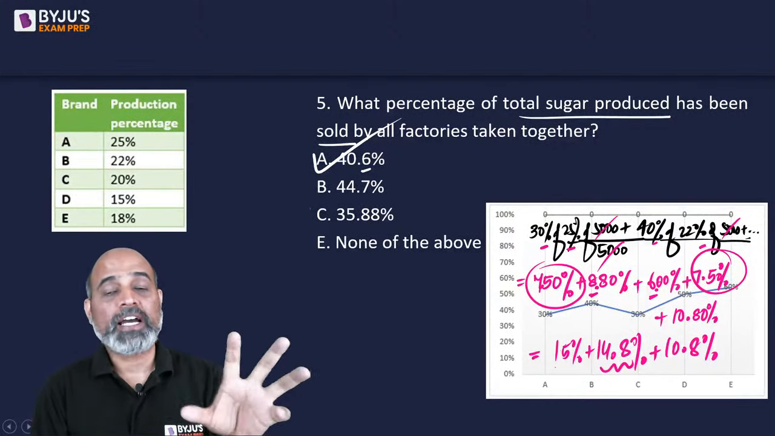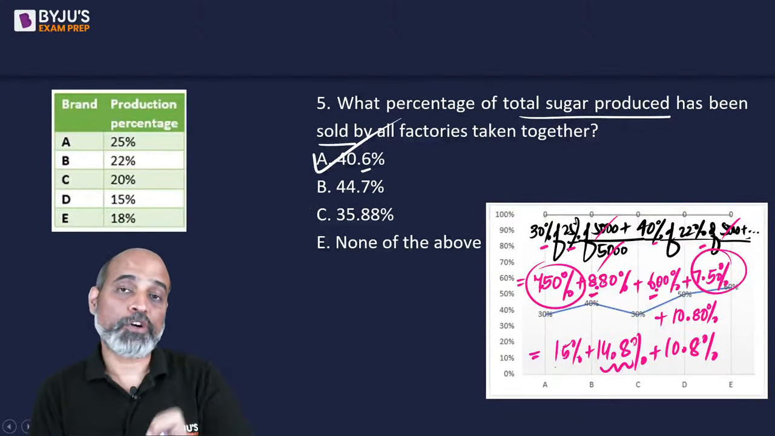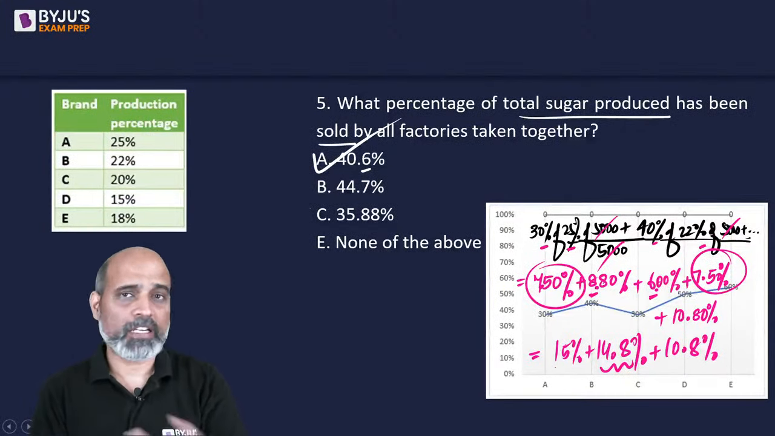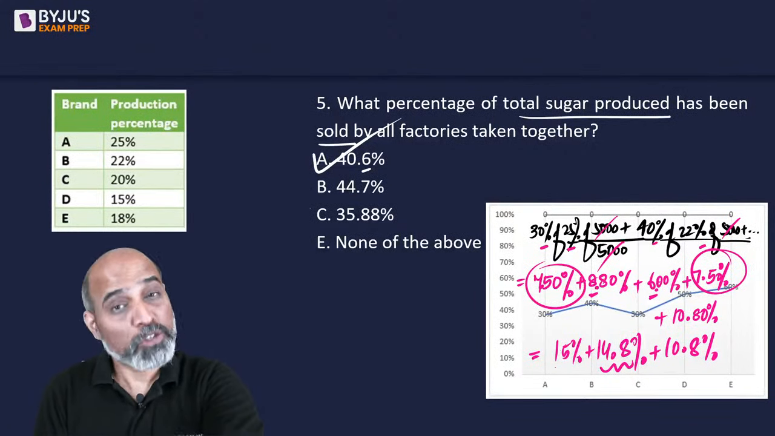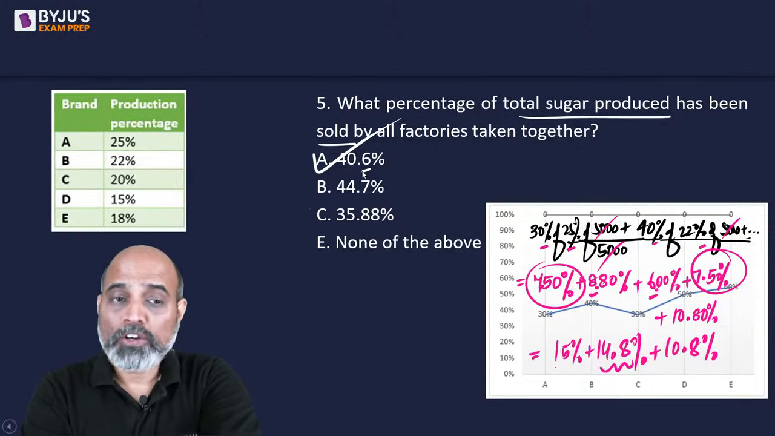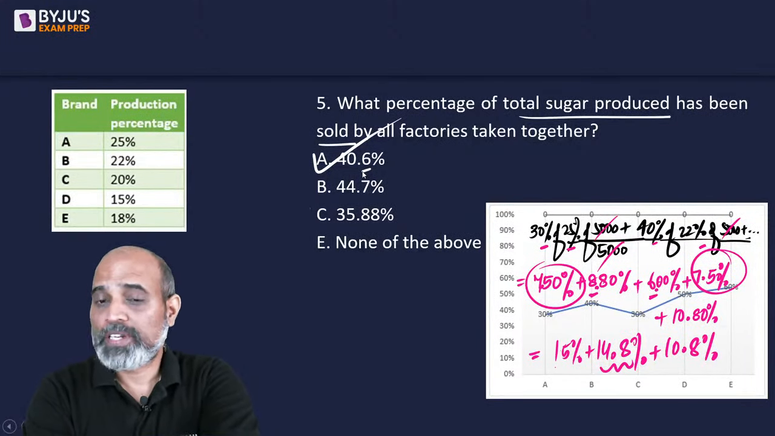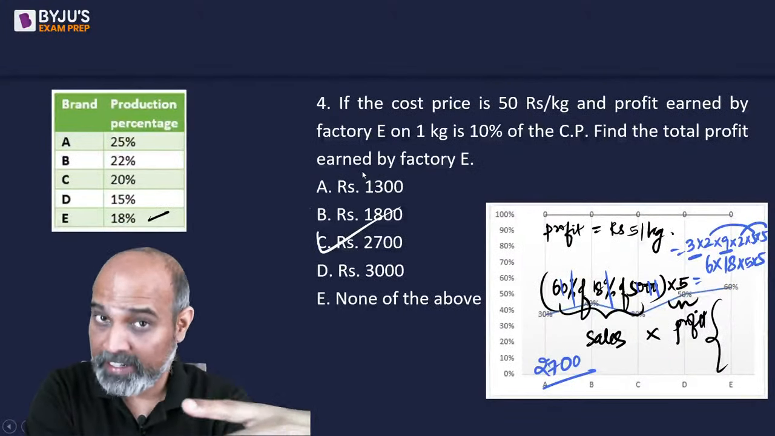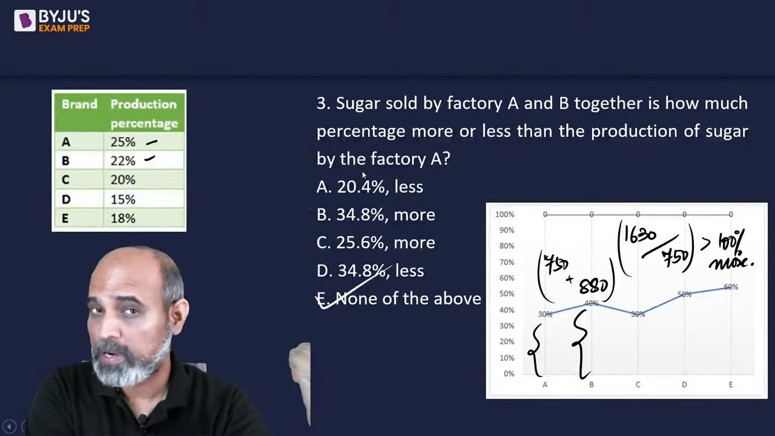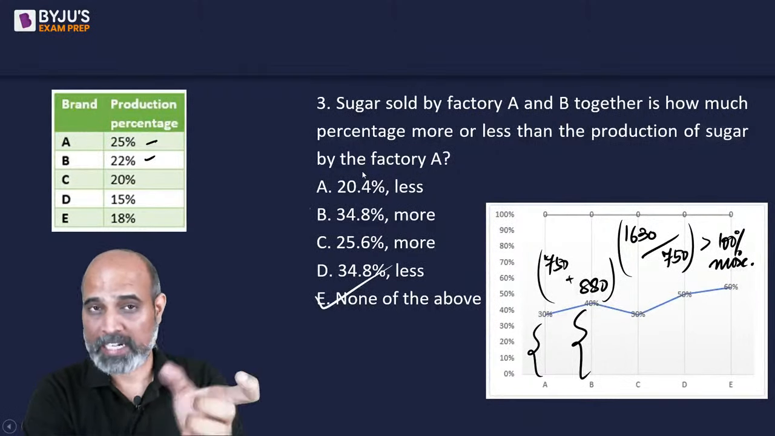So we did not have to calculate the sales from each factory directly. We can completely ignore 5000, the base, because it was a part of both numerator and denominator. So out of all these 5 questions, what we realized is this question did not require the base. The previous one did. The one before that had no relation with the base, that is 5000.